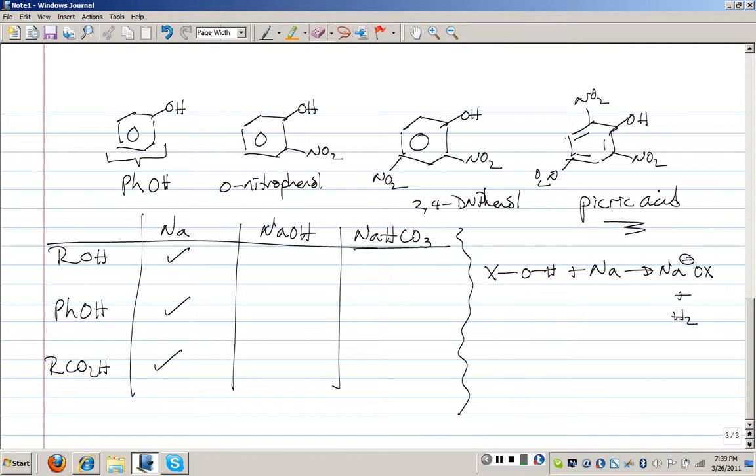Okay, so let me write that so there's a bit more room for you to see it. So any species XOH will react with sodium to give NaOX plus, in this case, half a mole of hydrogen gas. So all of these compounds will violently evolve hydrogen gas with sodium. On the other hand, if, for example, I take these compounds and I treat them with aqueous sodium hydroxide, only the phenol and the carboxylic acid will actually react with sodium hydroxide. Now let's understand what's happening here.